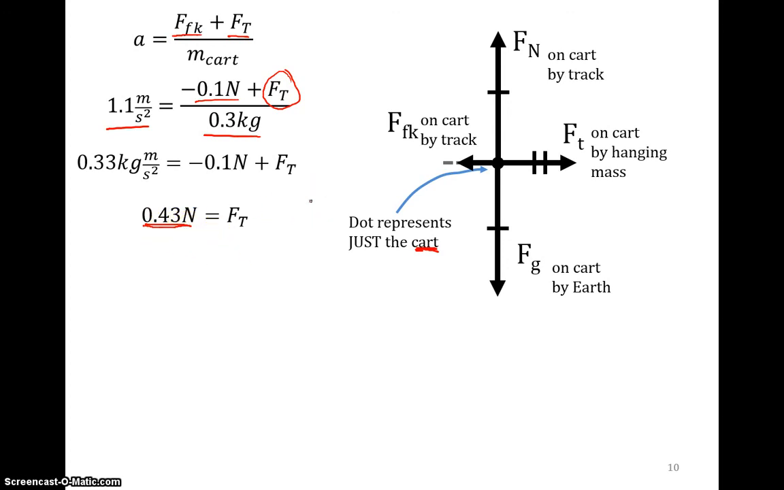So that's how you find the acceleration of the system and how you find the tension in the cable. The acceleration for the cart and for the hanging mass are going to be the same because they're connected. They're all moving together. So there you go. That's how you do it.